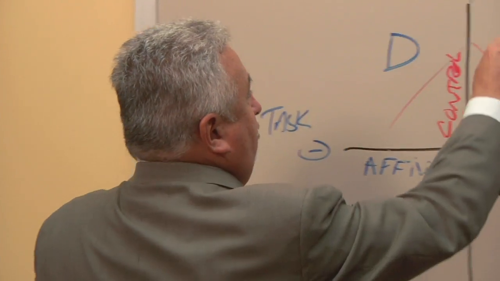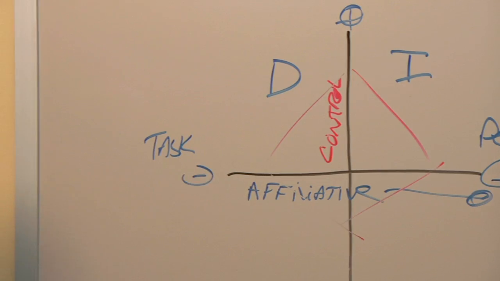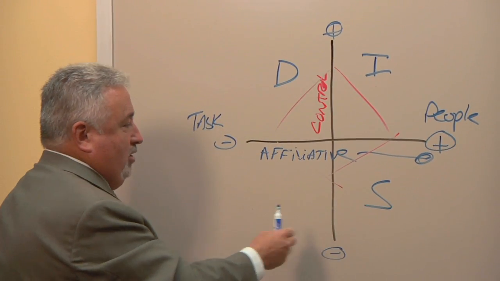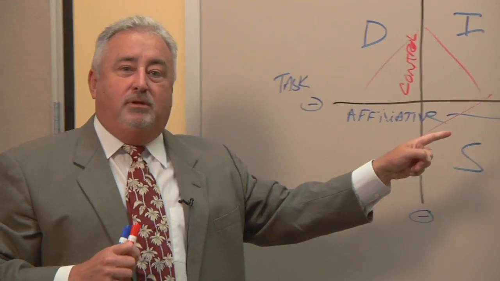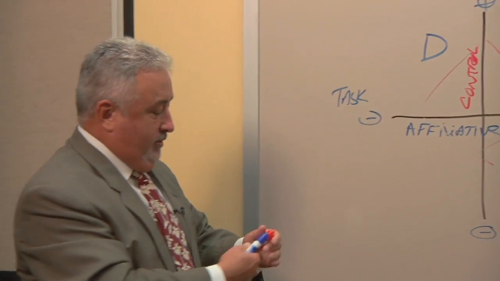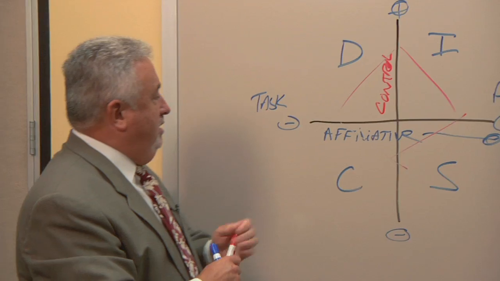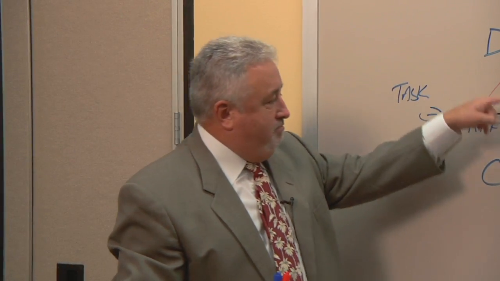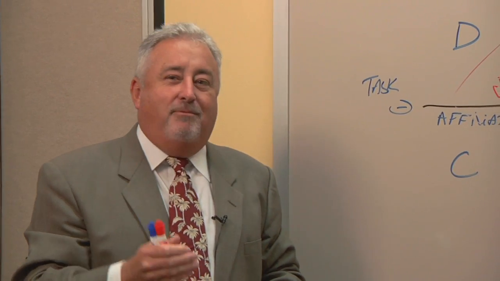These are your I people over here, people who create change but do it through influencing people around them. These are your S people down here. They don't necessarily want to go out and control anything. They want to maintain relationships with people. They are good soldiers. This is by far the biggest population we have. And over here we have our C's. People over here in the C group are task people, but they're below the control line. Yet they push you from the back.